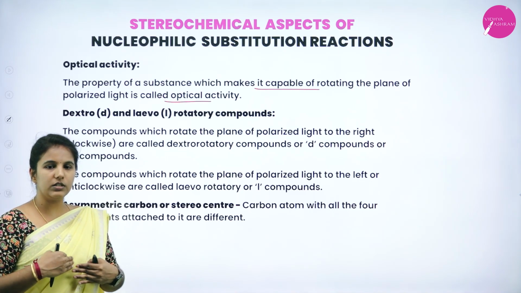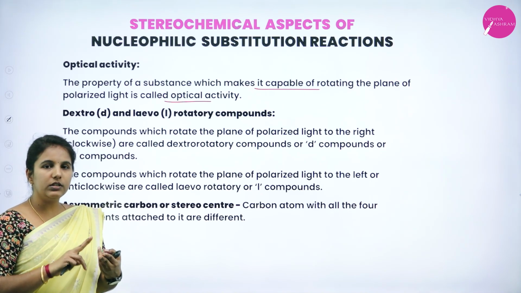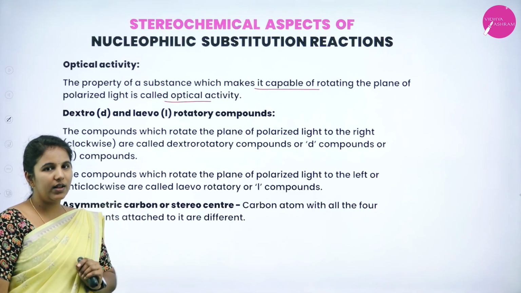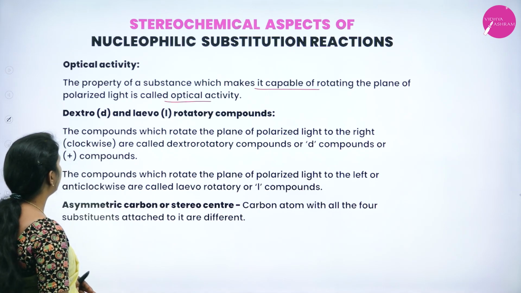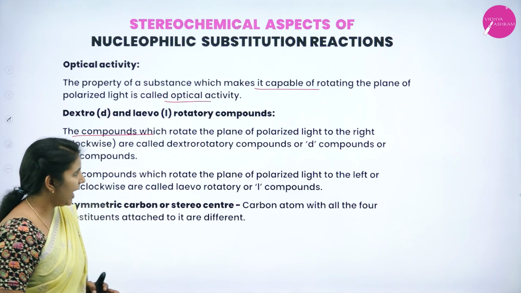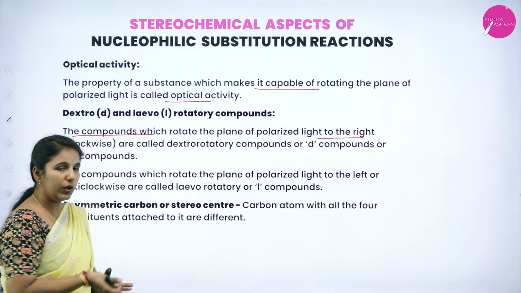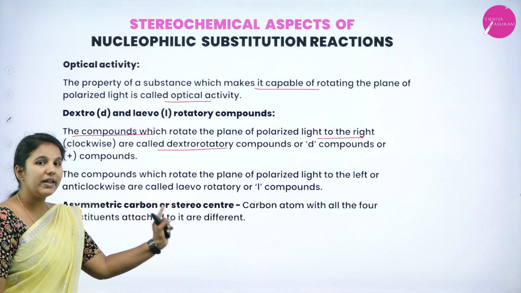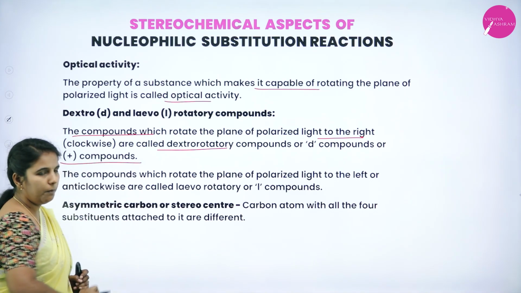Now we have understood that a substance can also have the capacity to rotate plane polarized light. There are two types, known as dextro-rotatory and levo-rotatory. What is dextro-rotatory? We'll understand now. If a compound rotates plane polarized light to the right, or clockwise, then we say it is dextro-rotatory, or you can say it is a D compound, or a plus compound.